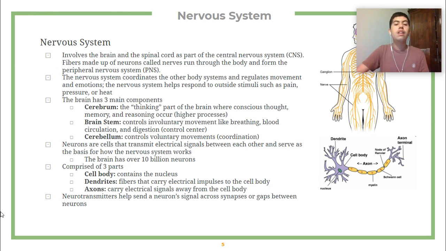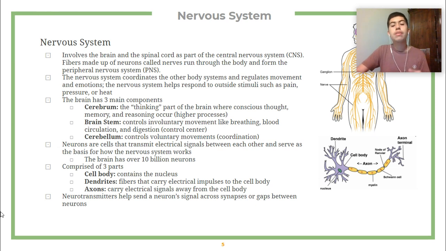And then neurons are cells that transmit electrical signals between each other and serve as the basis for how the nervous system works. And the brain has over 10 billion neurons. So that's a lot of neurons, and that's why they're such a key part of the nervous system. And each neuron is comprised of 3 parts. The cell body, which contains the nucleus, which is essentially the control center of the neuron, and then we have dendrites. Dendrites are fibers that carry electrical impulses to the cell body. And then we have axons, which carry electrical signals away from the cell body.